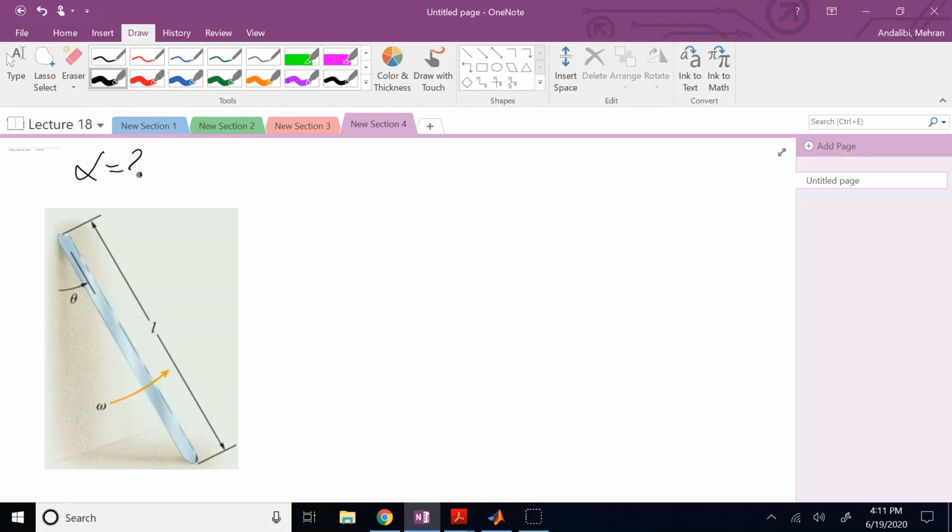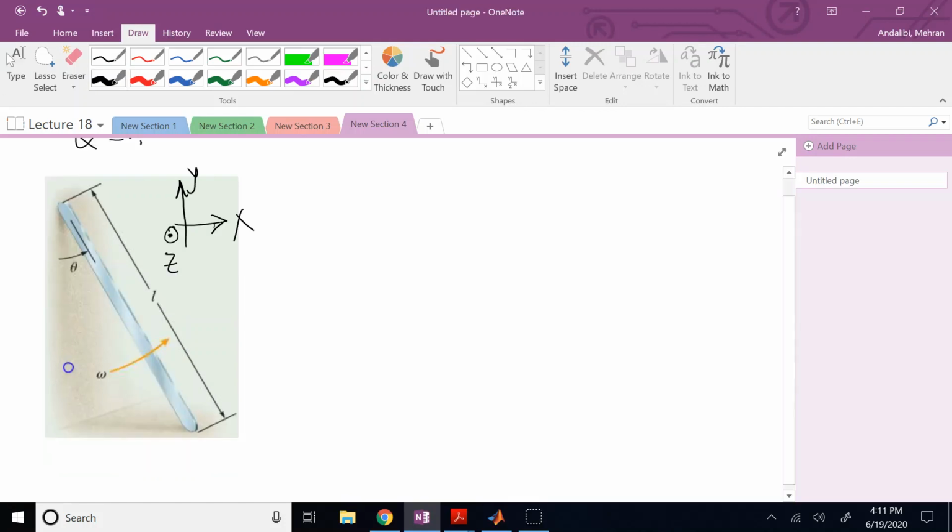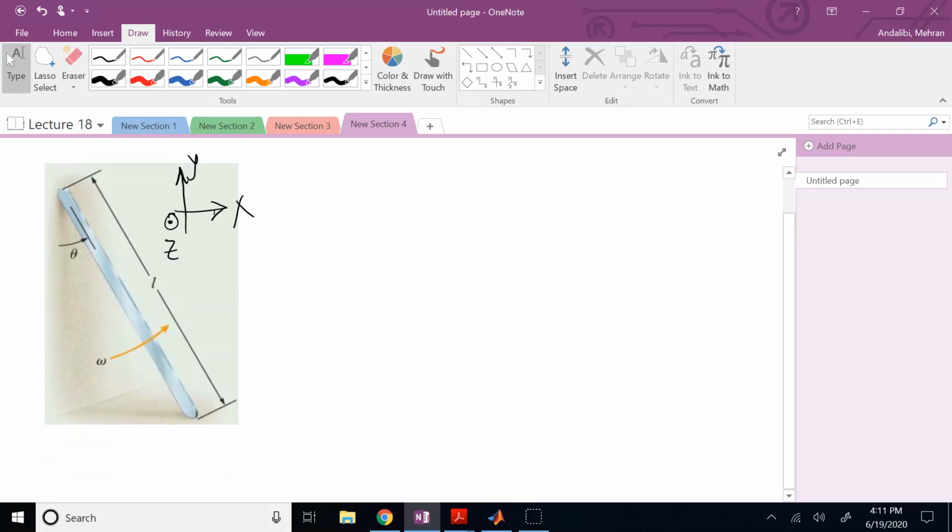So what we do is we use the traditional XYZ. So this is our x-axis, the y-axis, and then z to be out of the plane. Okay, and then we need to draw the free body diagram. So if that is your object, you have a force here, right? A normal force. I can call it N.